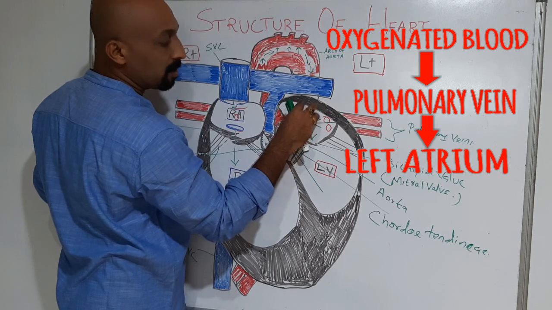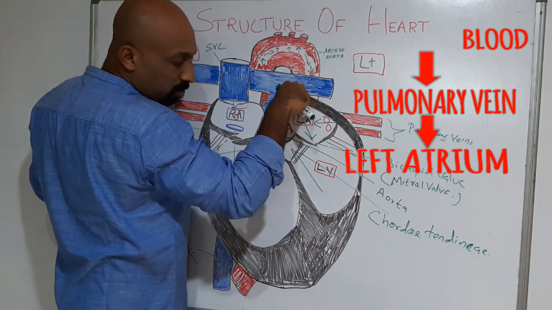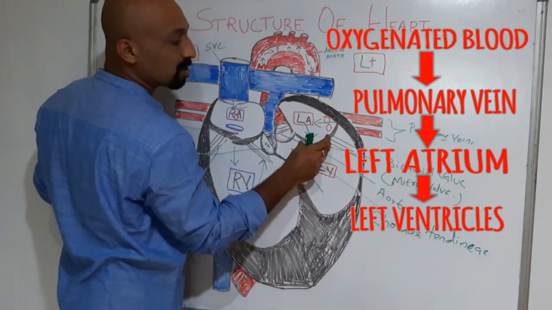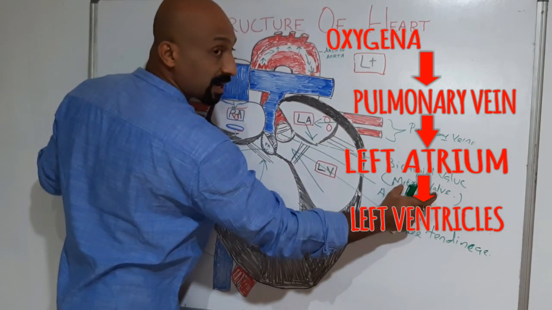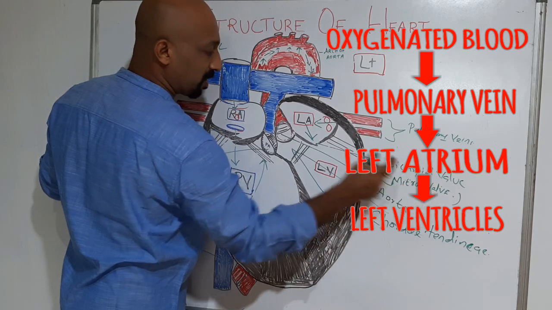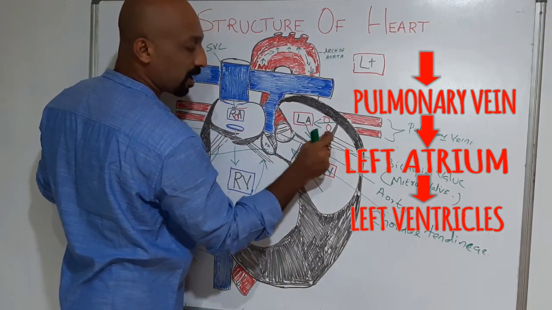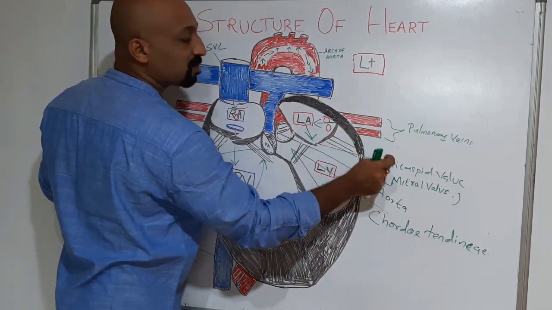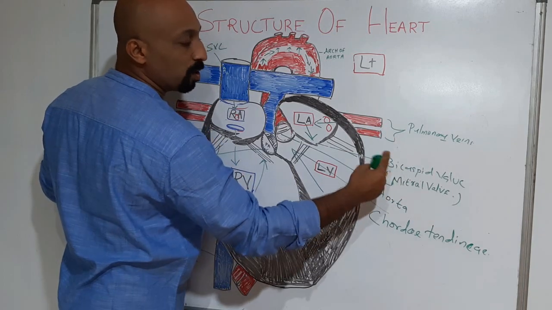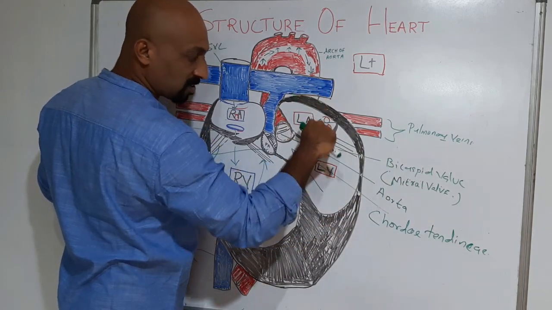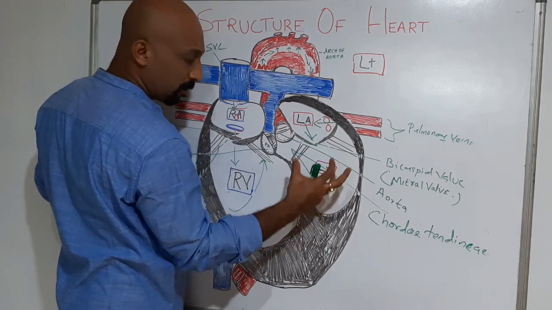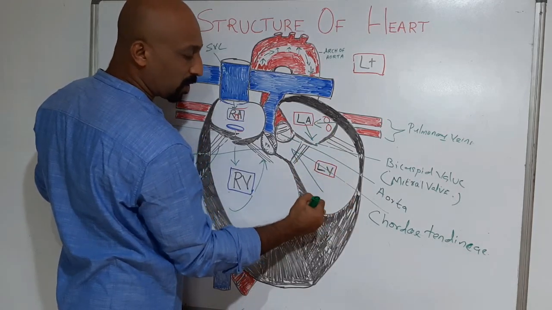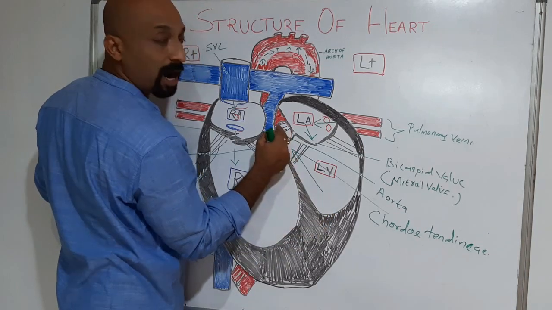From the left atrium, the blood goes to the left ventricle through a valve called the bicuspid valve, otherwise called the mitral valve. There are two cusps, or two leaflets, which is why it is called bicuspid: bi means two. So it reaches the left ventricle through the bicuspid valve. From the left ventricle, when the heart contracts, it goes to the aorta.